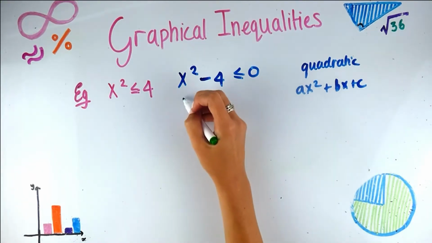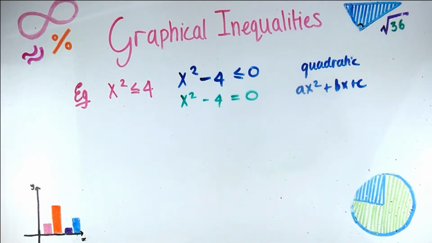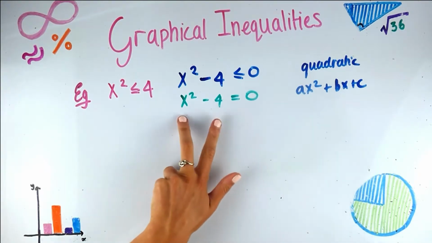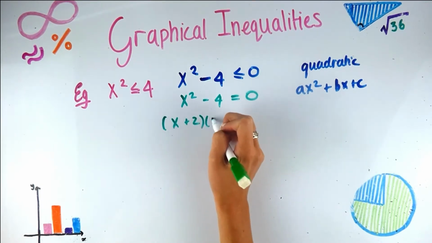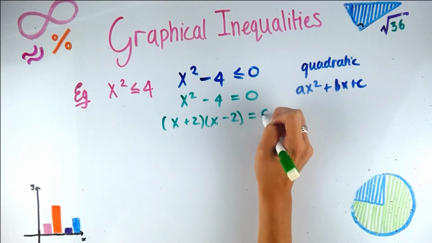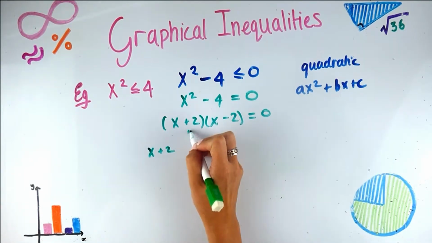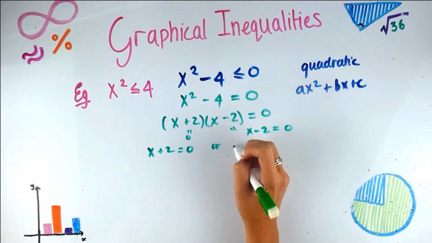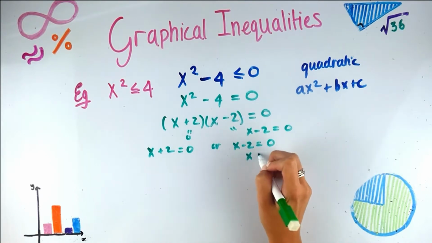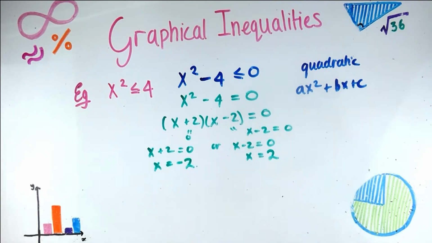I'm just going to replace the inequality sign with an equal sign. Now I want to factorise this. This is a difference of two squares. The way you do that is x plus 2, x minus 2 equals 0. And for two things multiplied together to equal 0, one of them has to be 0. So either x plus 2 equals 0, or x minus 2 equals 0. If I solve those, I get x equals 2, or x equals minus 2.